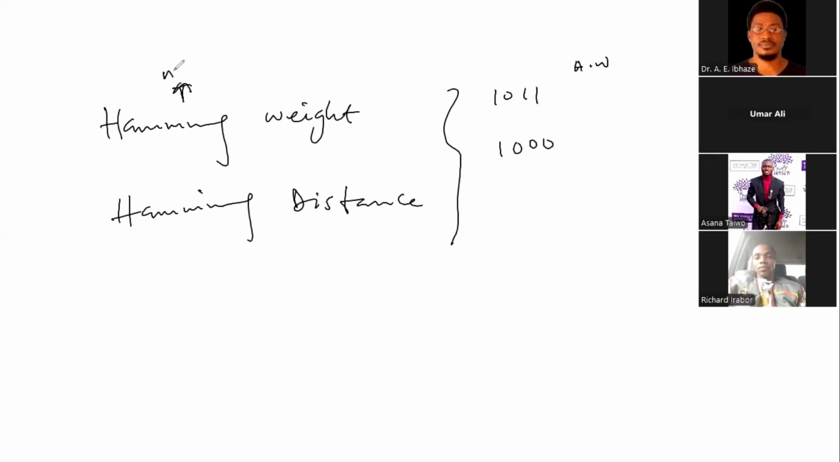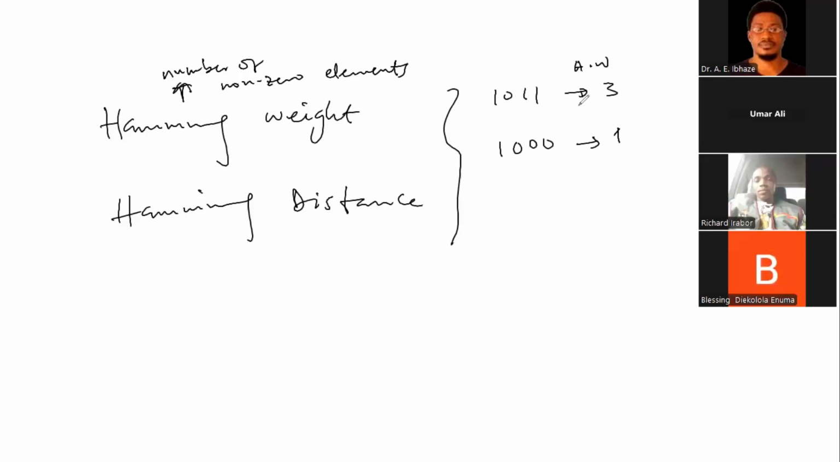The number of non-zero elements gives us the Hamming weight. So the Hamming weight here is 1 to 3. So this has a weight of 3, and this has a weight of 1, because the non-zero element here is just 1, right? And the non-zero elements here are 3. Is that clear for the Hamming weight? Yes, sir. And now we are saying that the Hamming distance is the number of elements in which they differ.